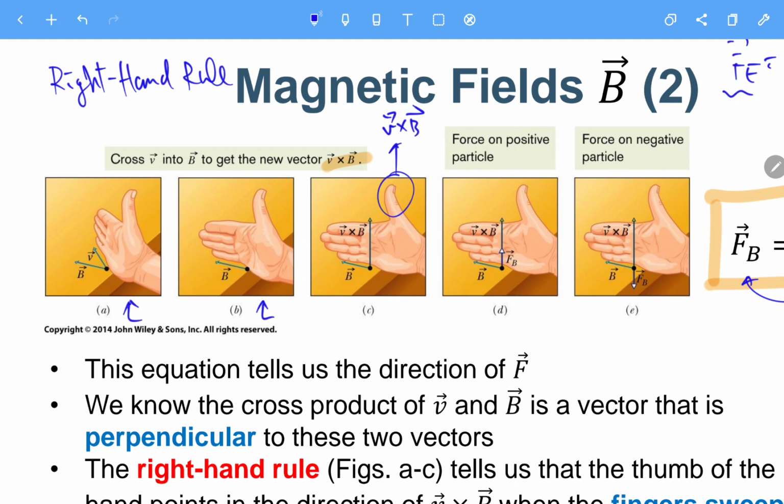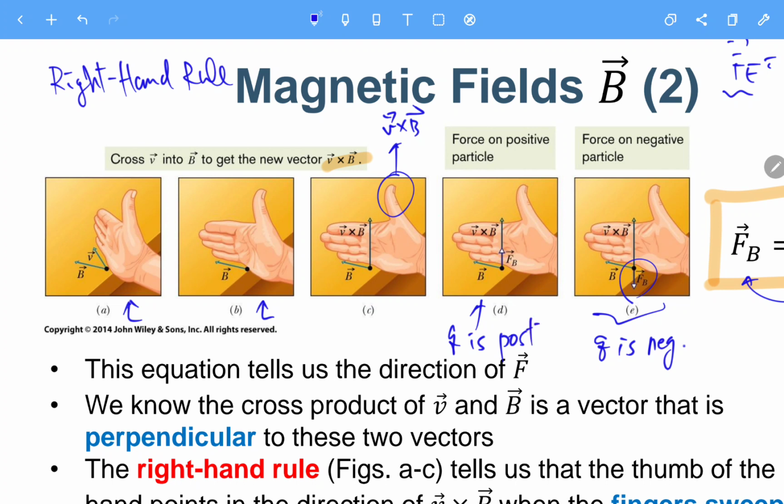And then if Q is positive, then FB points to this direction. And if Q is negative, then FB points to the opposite direction. Okay, for this case, Q is negative. And for this case, Q is positive.